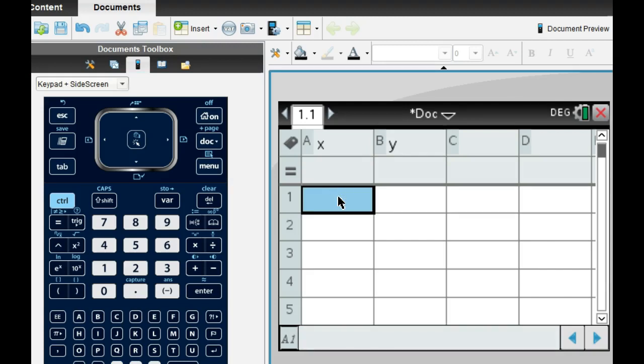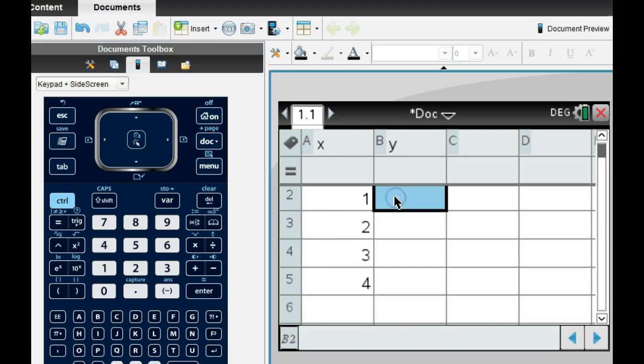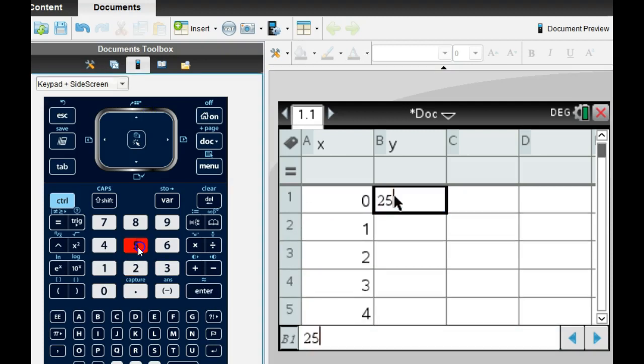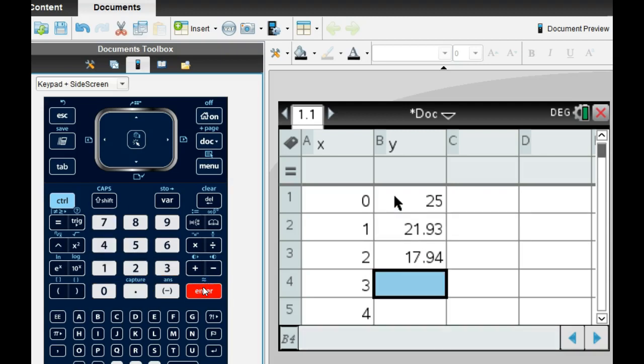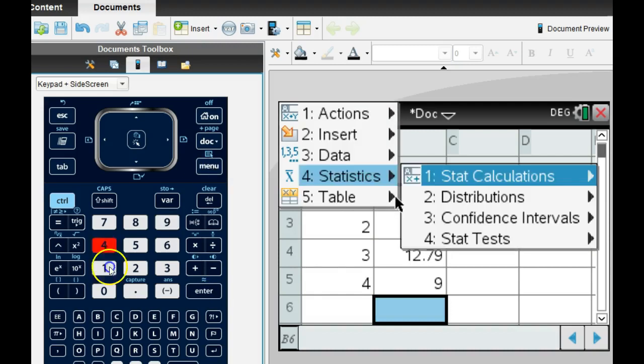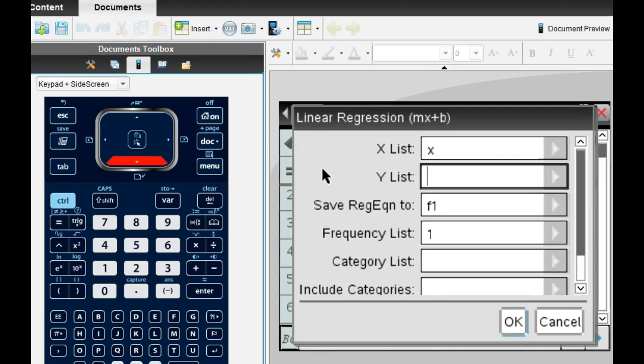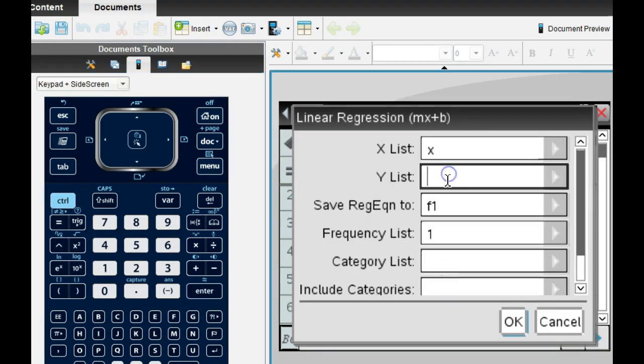Okay, and then our table for number 3 is 0, 1, 2, 3, 4. And then we got 25, 21.93, 17.94, 12.79, and 9. Menu 4, 1, and linear is 3. X for X, Y for Y. I said Y for Y.